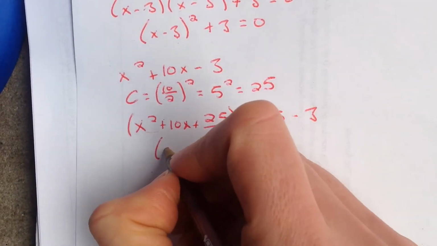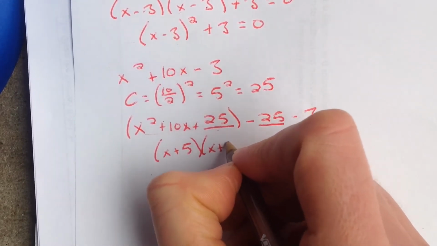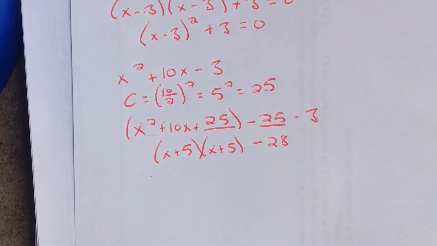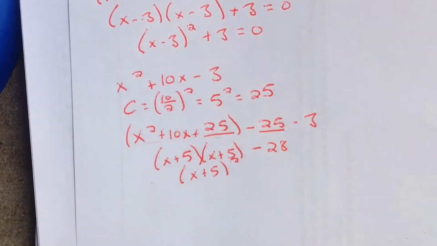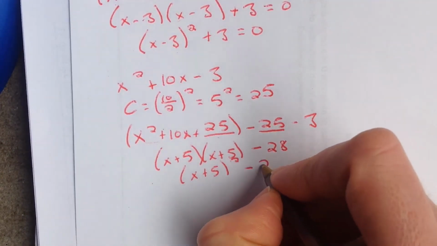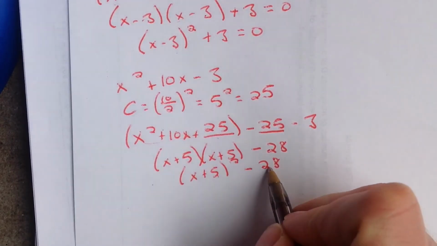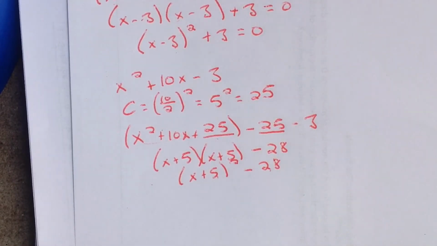This now factors to be x plus 5, x plus 5. This combines to be minus 28. So we get (x plus 5) squared on the outside and minus 28 after. So our vertex is now (-5, -28), and our quadratic or polynomial opens up.